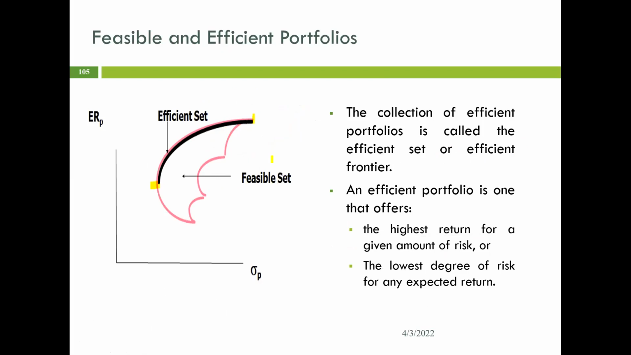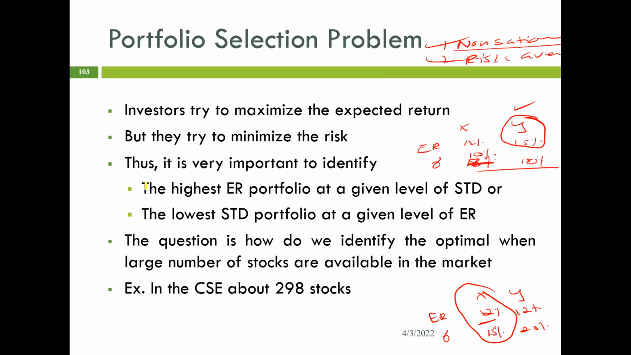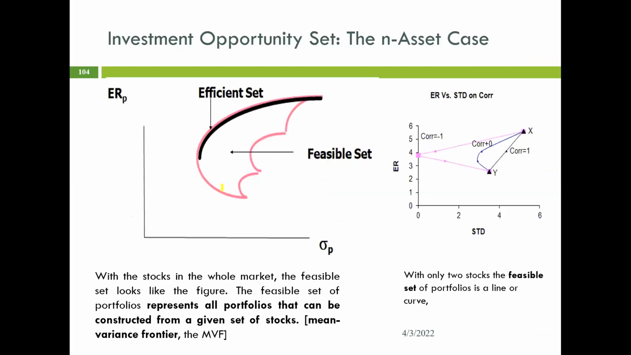Then what we need to identify is our objective: the highest expected return portfolio at a given level of risk, or the lowest risk portfolio at a given level of expected return. වැඩිම ප්‍රතිලාභයක් අඩුම risk එකකට ලැබෙන, දෙන ලද risk එකකට නම් වැඩිම ප්‍රතිලාභයක් ලැබෙන portfolio. So therefore this is the feasible set of portfolios.